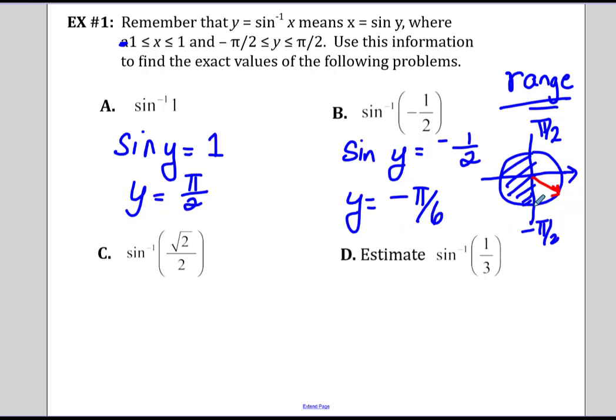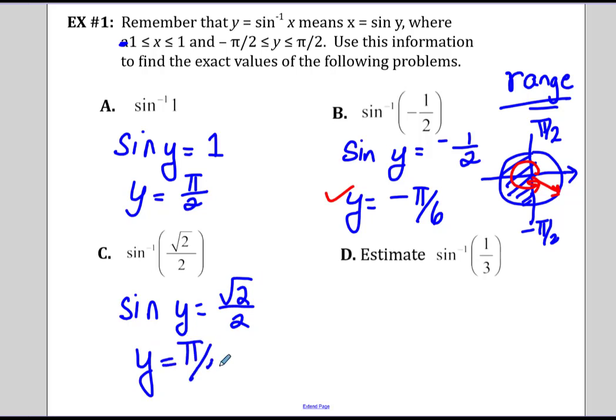At what angle is sine -1/2? If we did a positive angle rotation, we would be outside of our restricted zone. The answer would be positive 11 pi over 6. But remember, we're limited to our answers being somewhere between positive pi over 2 and negative pi over 2, and this answer fits that restriction. On part C, we're looking for the angle where sine is the square root of 2 over 2, and the angle where sine is square root of 2 over 2 would be when the angle is pi over 4.